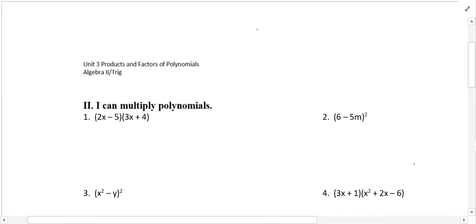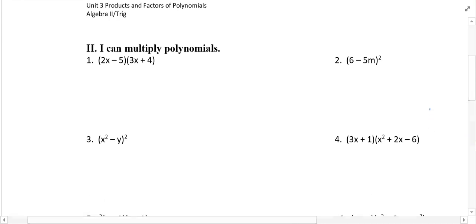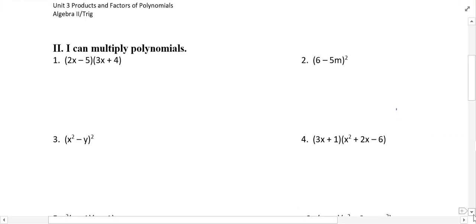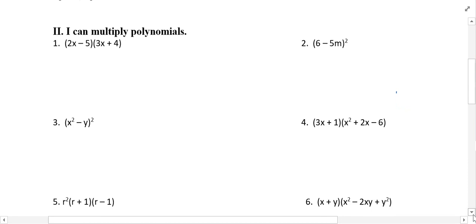Okay, so these next sets of problems, they're saying I can multiply polynomials. So when you multiply the polynomials, you want to make sure you're using the distributive property. So we're going to go ahead and distribute our first term in the first parentheses to our first term in the second parentheses. So that's going to give us 6x squared. Then we're going to distribute our first term to our last term in the parentheses, so plus 8x. Then in our first set of parentheses, we take the second term and distribute it, so we get negative 15x. And then we take that negative 5 and distribute it to the last term, so minus 20.